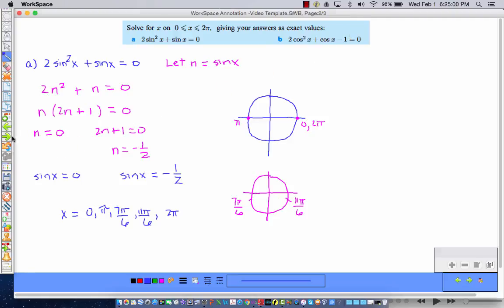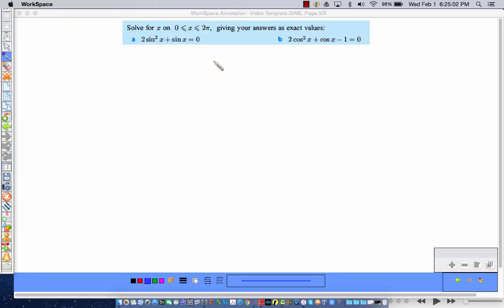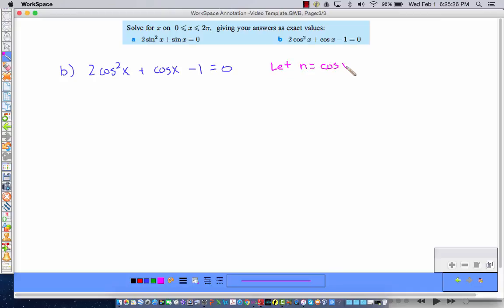All right, let's do this one. I got it on the next page, so we'll do B. 2 cosine squared x plus cosine x minus 1 equals 0. And again, if we're intimidated by the cosine thing here, we can go ahead and let n equal cosine x to something we're more comfortable with. So instead of 2 cosine squared x, we would have 2n squared plus n minus 1 equals 0.